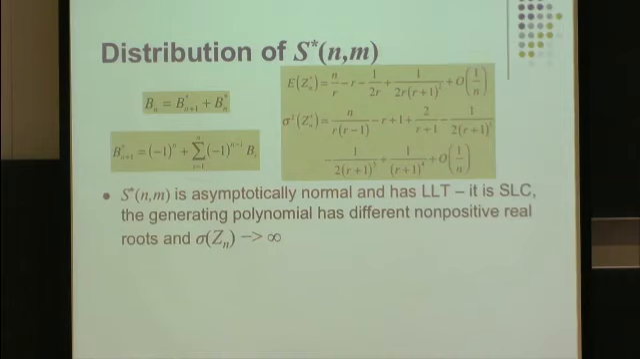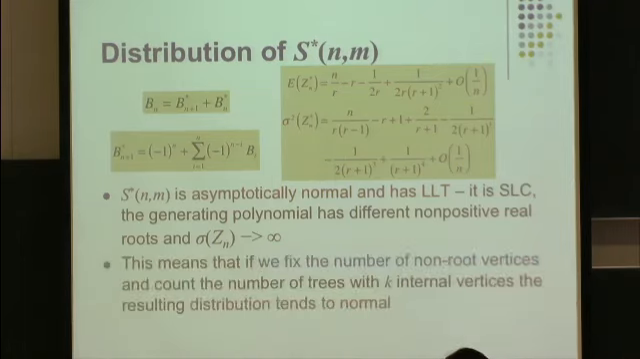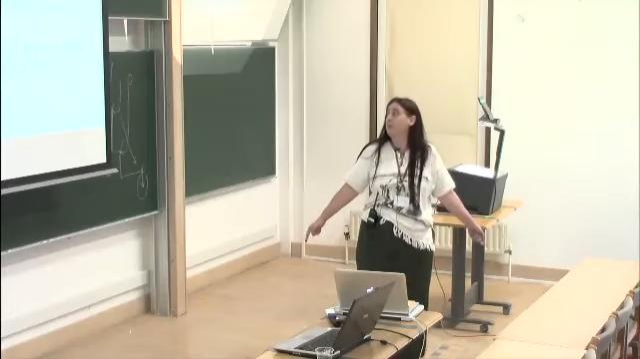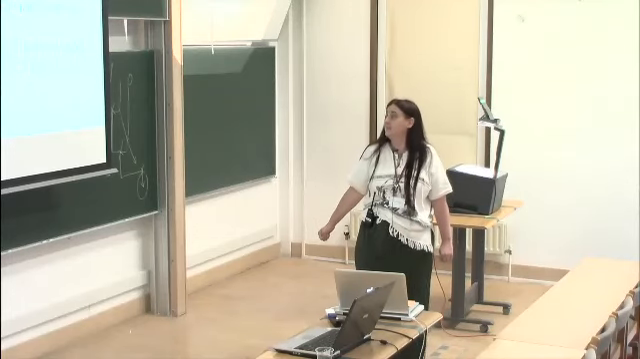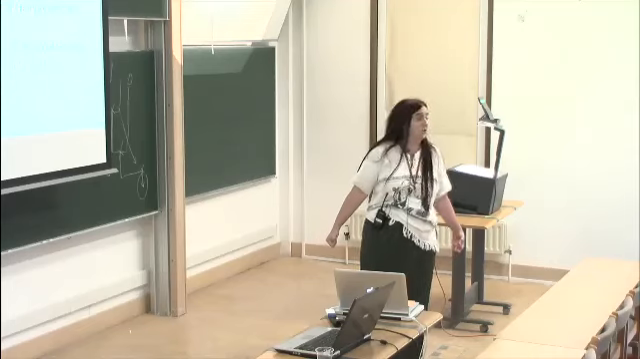The generating polynomial has different non-positive real roots, and the variance goes to infinity, which is fairly obvious from the formula, since R is of the order log n. But what does it mean? This means that if we fix the number of non-root vertices, that's my n, and count the number of trees with k internal vertices, the resulting distribution tends to normal.